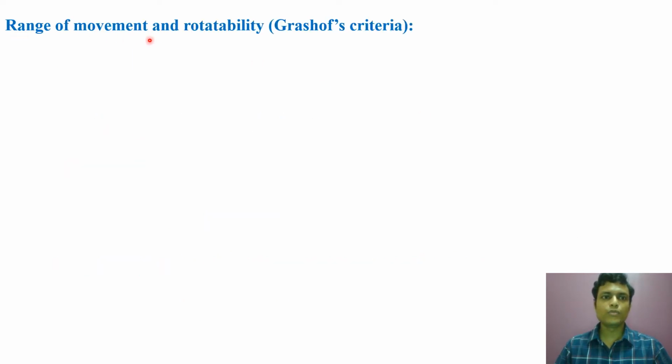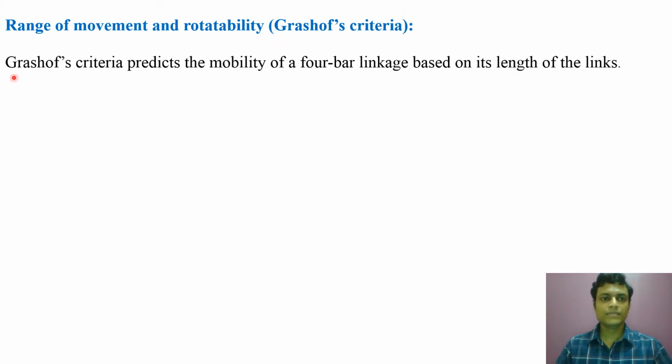with range of movement or rotatability. This is determined by Grashof's criteria. Range of movement and rotatability is determined by Grashof's criteria. Let us see. Grashof's criteria predicts the mobility of a 4-bar linkage based on its link lengths only.